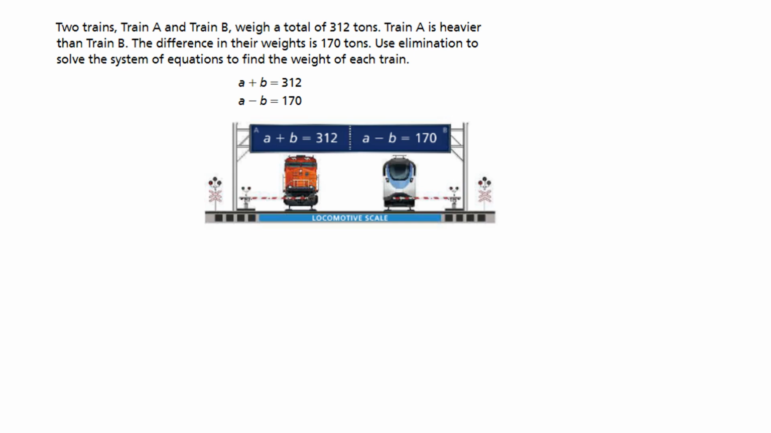So this says 2 trains, train A and train B, weigh a total of 312 tons. So we know that added together, these weights, which are unknown to us now, equal 312. Train A is heavier than train B. If we were to take the difference of their weight, it would be 170 tons. So we would do train A, which is heavier, minus the weight of train B, and we would get 170. So we're saying use elimination to solve the system of equations to find the weight of each train. Again, this is new, but you will probably very easily pick it up. I'm going to go ahead and show you that now.